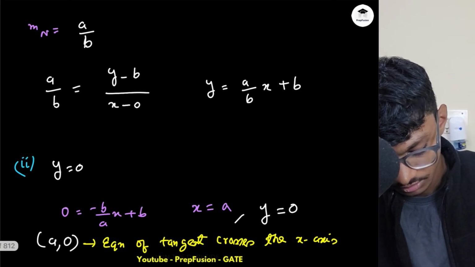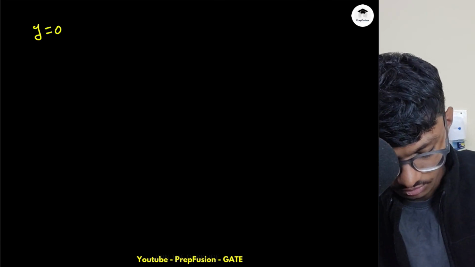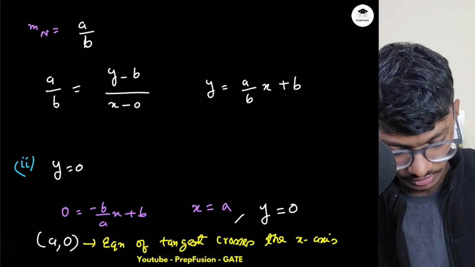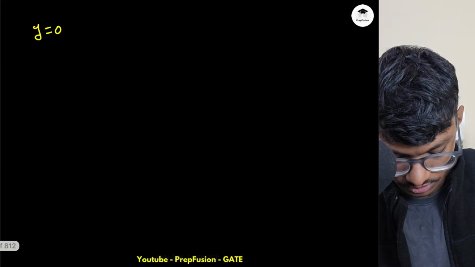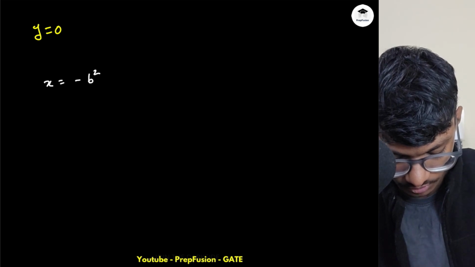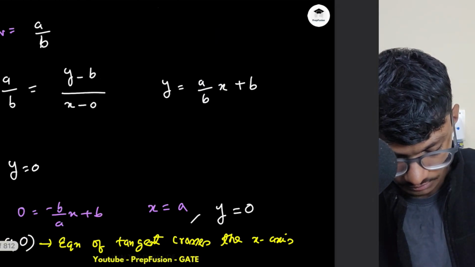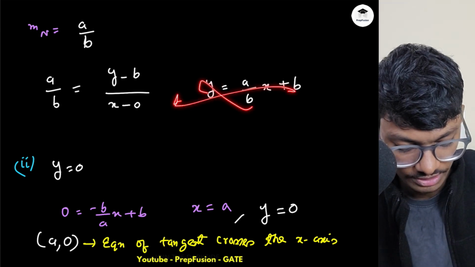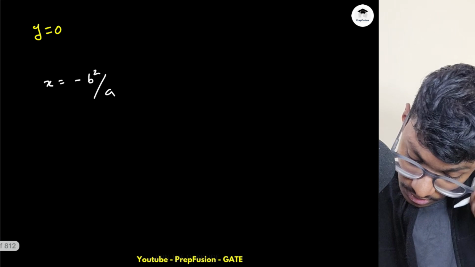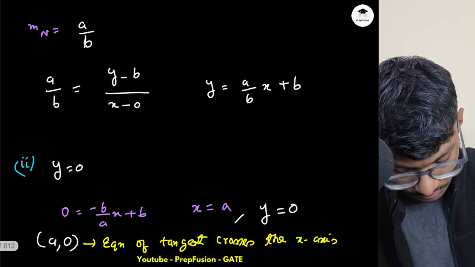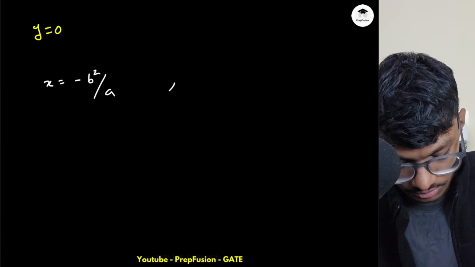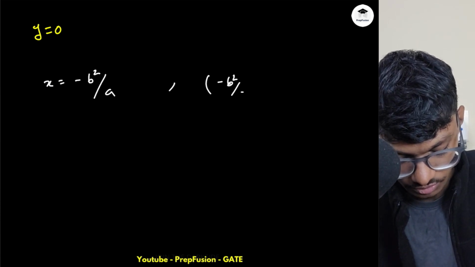Now what about the other equation? Again I will put y equals 0. If I put y equals 0 over here, then x will be equal to minus b square upon a, right? This will be 0 and this b will come over here, and this will be b square upon a, minus b square upon a. So yeah, this will be minus b square upon a. So my point will be minus b square upon a comma 0.